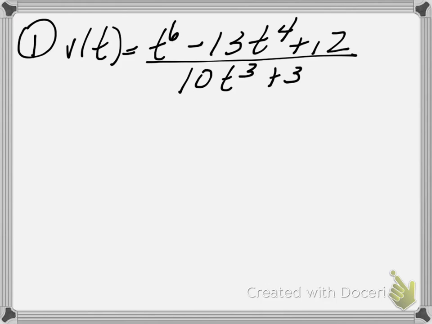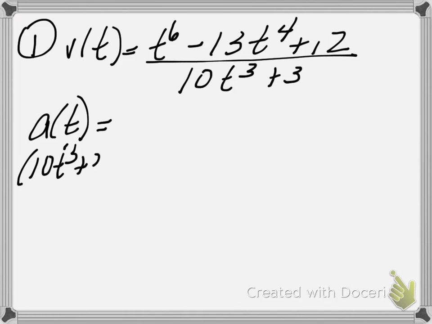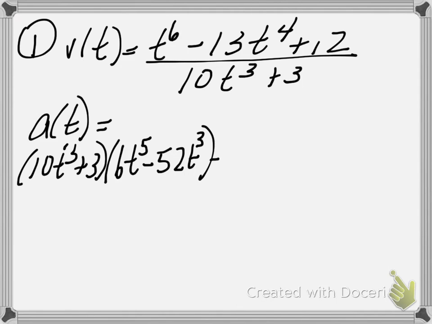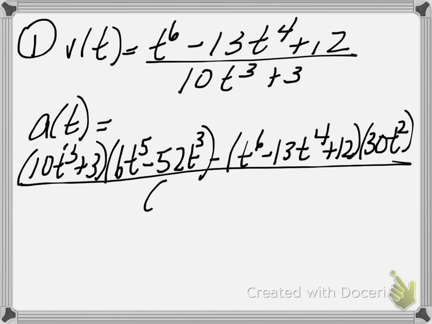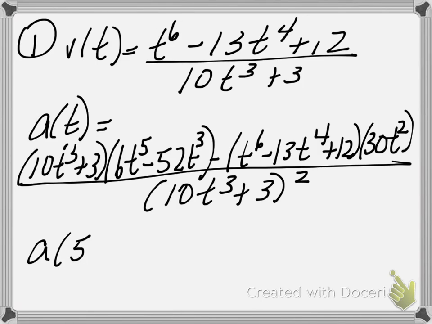So the acceleration is just the derivative of velocity, so we're going to use a of t for acceleration, and this is just going to be a quotient rule. So I'm going to do it over here because I'm going to need more room. It's going to be the bottom times the derivative of the top, minus the top times the derivative of the bottom, all over the bottom squared.